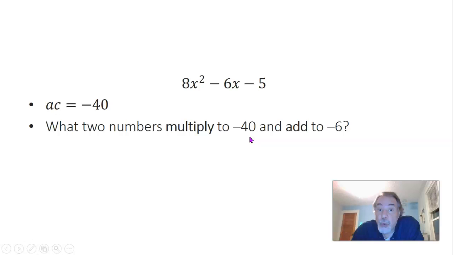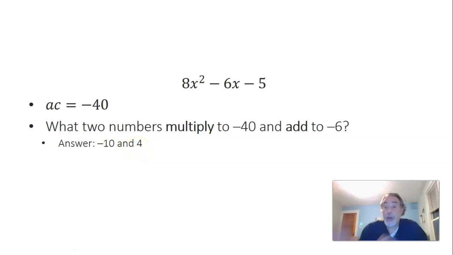And what turns out to work would be a negative 10 and a positive 4. Negative 10 times positive 4 is negative 40. Negative 10 plus positive 4 gives you negative 6. So those are the two numbers we were looking for. Now, we're not done yet. We've got a ways to go yet, but that tells us where to go from here.